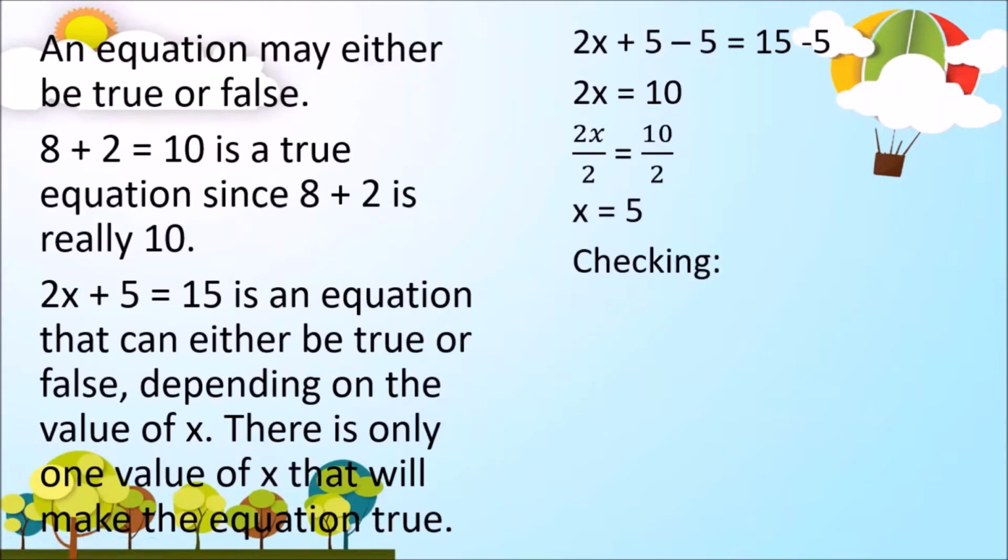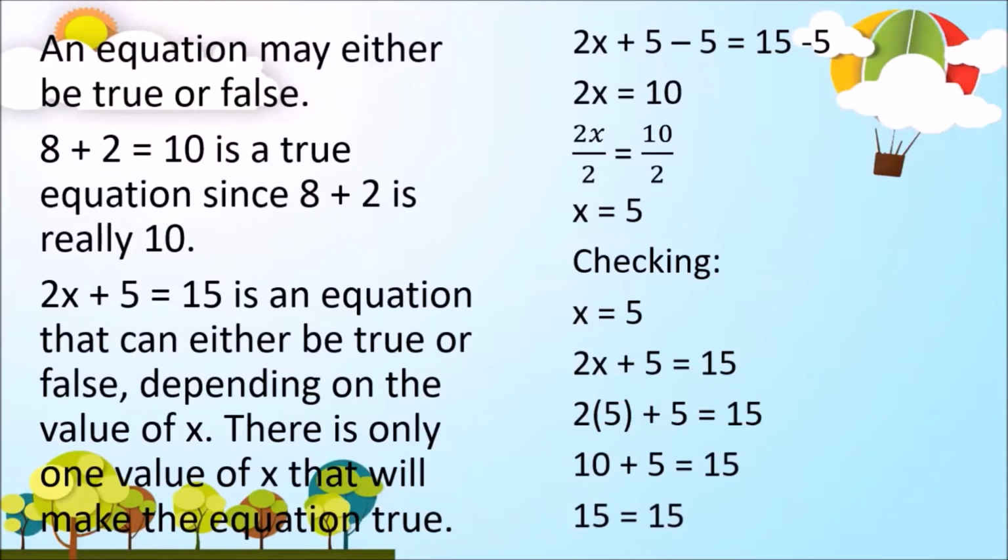For checking, if the equation is true, it means our solution and computation, or the value of x, is correct. So x is equal to 5. In 2x plus 5 equals 15, substitute the value of x as 5. It will become 2 times 5 plus 5 equals 15. And 2 times 5 equals 10, and 10 plus 5 is equal to 15. So it means the equation is true if the value of x is equal to 5.